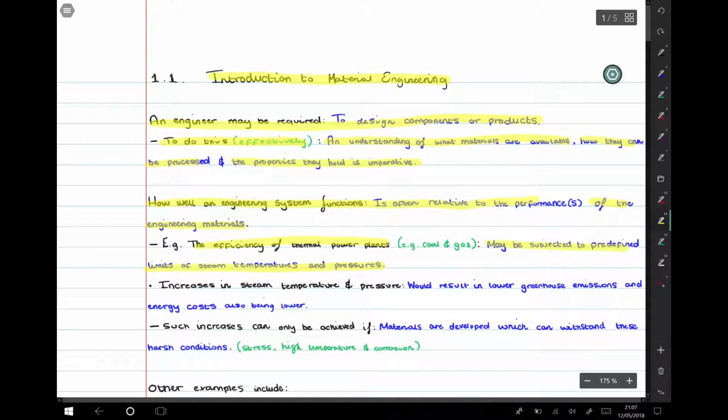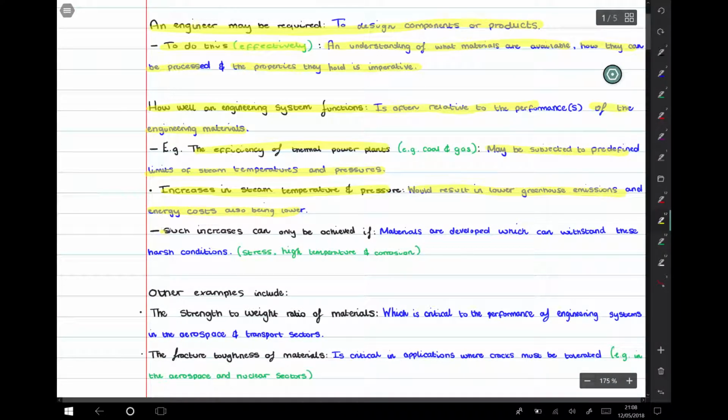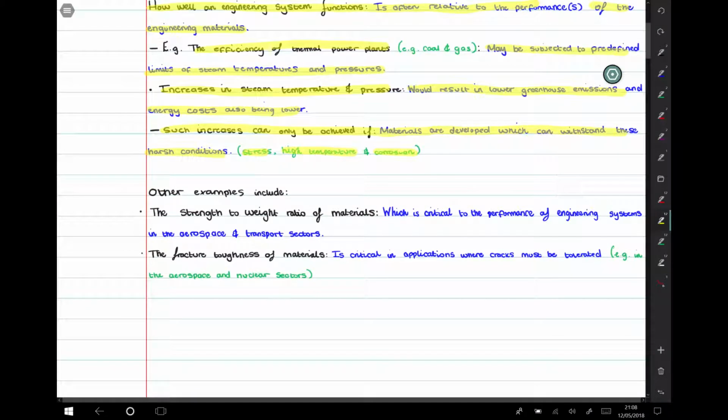If we were able to increase the steam temperature and pressure, this would result in lower greenhouse emissions and energy costs also being lower. Such increases can only be achieved if materials are developed which can withstand these harsh conditions, and these conditions that we're referring to are the stress, high temperatures and corrosion caused by such conditions of high steam temperatures and pressures.